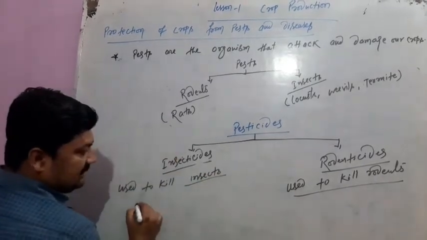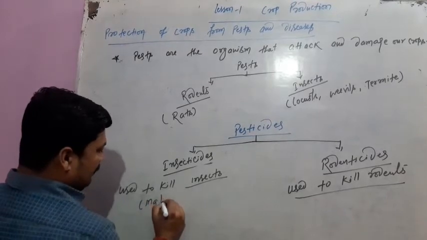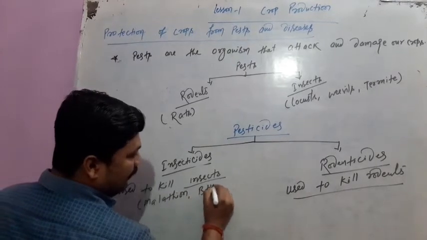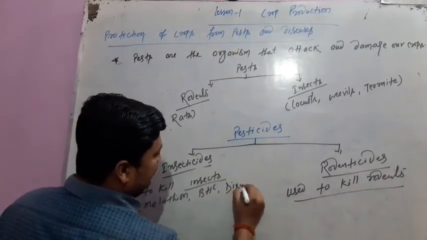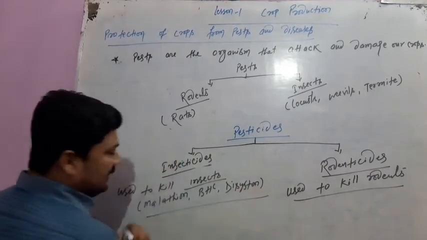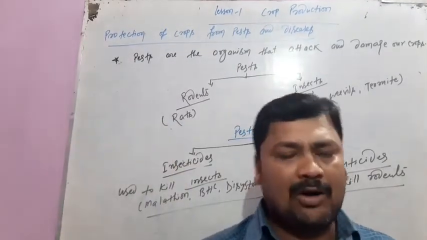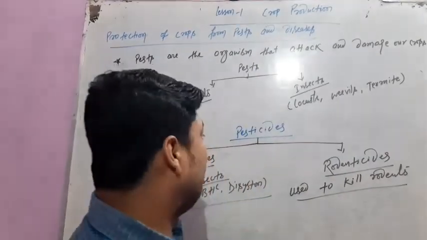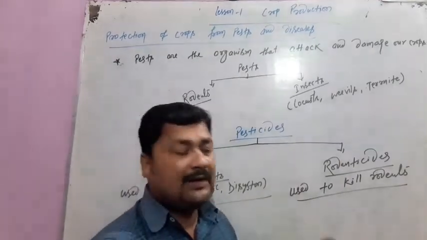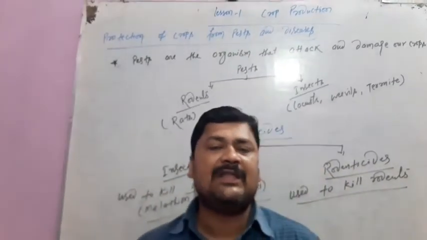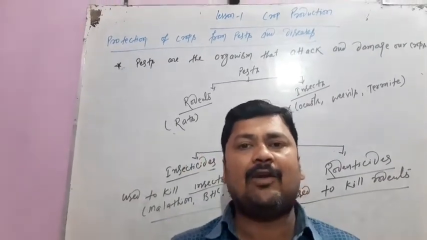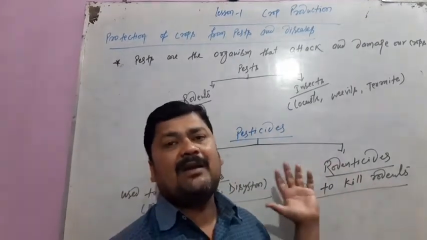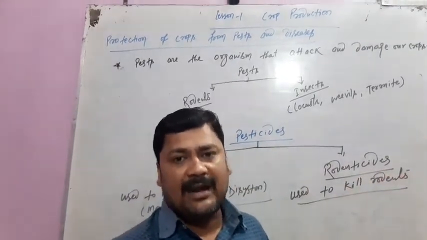Some common insecticides are malathion, BHC, and dicystin. These are the names of some common insecticides or pesticides. We will take them from the market and use them in our crop. How will we use them in our field? We spray them in our fields with the help of a machine that we can operate by hand.